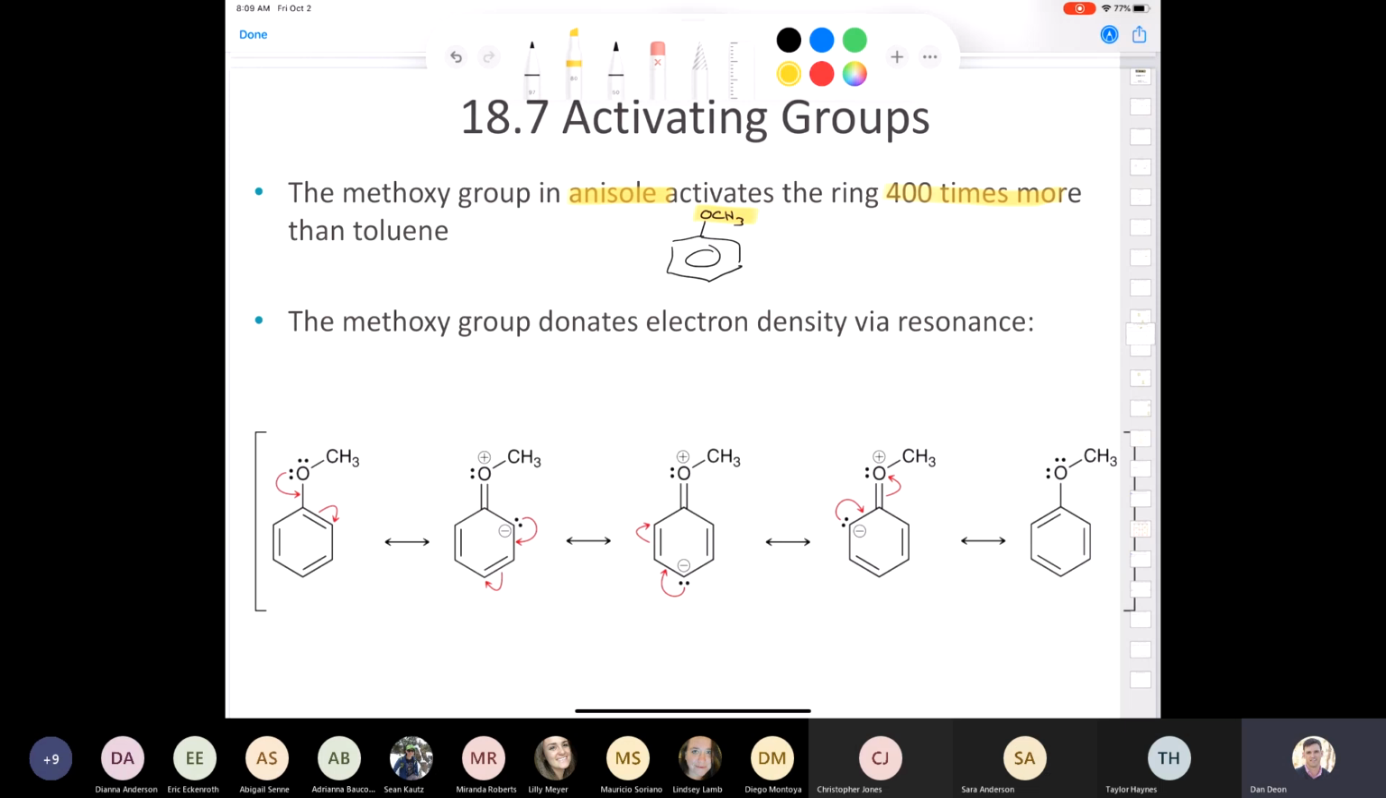That's because instead of donating electron density via hyperconjugation, it donates it via resonance, okay? So again, this is an electron donating group, but you can draw these curved arrows where this lone pair creates this double bond here, and then we have a negative charge here, and we can show that negative charge being delocalized throughout the ring like that. That's why anisole is so much more reactive towards nitration or sulfonation or halogenation, whatever. It's because the pi bonds in here are much more nucleophilic. They're more readily available.